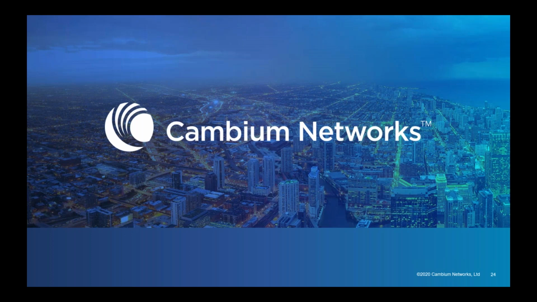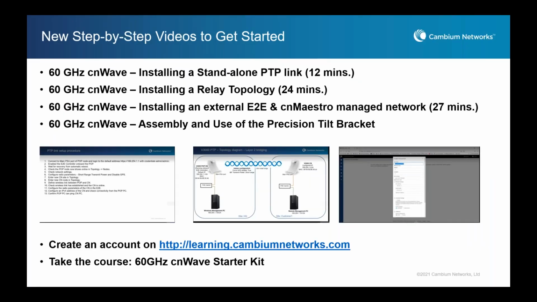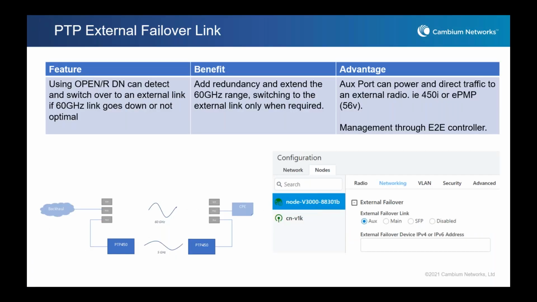Okay, so yeah, good question, and maybe they asked that question before I covered that roadmap feature, but this PTP external failover would be perfect for the example that they gave, which was using a 5 gigahertz backup. The nice thing about this is the radios have an auxiliary port, the V3000 has an aux port that can provide PoE, so it can power a 450i point-to-point link. It could power an ePMP Force 400 or Force 425 link, and that would run in parallel.